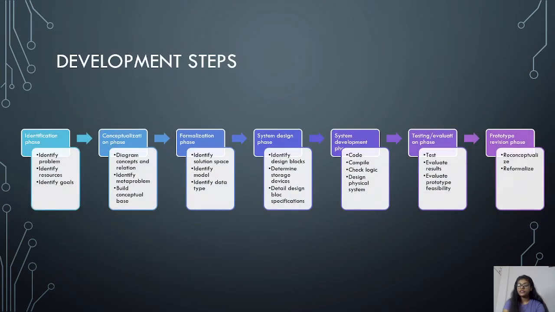Next, we see the development stages that are involved in building an expert system, which basically comprises 7 stages. The first stage is the identification phase, where we determine a problem definition and identify the problems that the system is expected to solve. Then we identify various resources that will be required to acquire the knowledge, to implement the system, and to test it. We also identify the goals that are to be fulfilled.